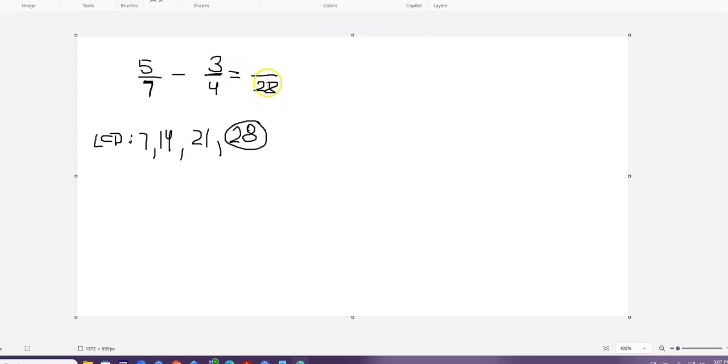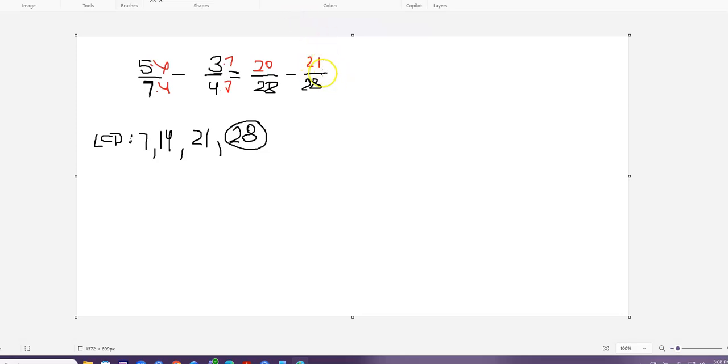So now we need to get an equivalent fraction for each of these with the denominator of 28. How did we get 28 from 7? Because we multiplied by 4. So we need to multiply the numerator by 4. It gives you 20 over 28. And we got 28 for the second denominator because we multiplied 4 by 7. So we need to multiply 3 by 7, and it will be 21.